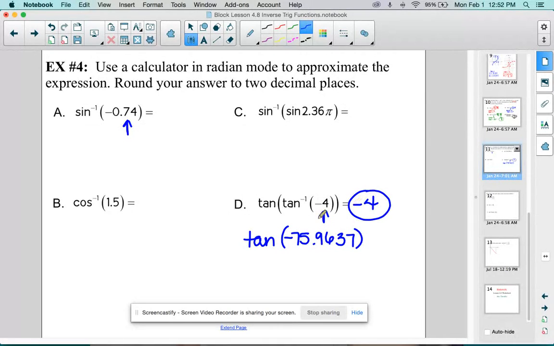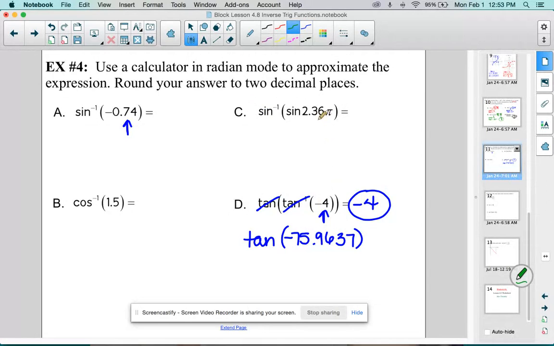Now, why is that? Well, because what does an inverse and a regular function do to each other? They cancel each other out, don't they? So you have to keep that in mind. Now, that's not always the case, but in this case, that is what's happening. The inverse and the regular cancel each other out, leaving you with just that component inside.